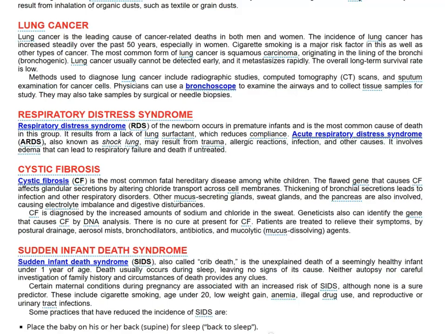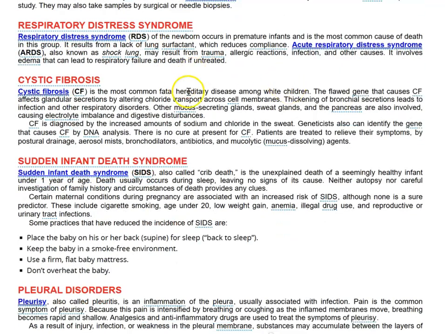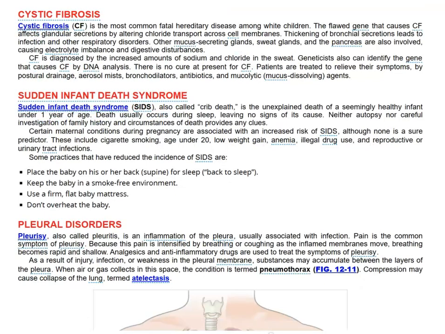Respiratory distress syndrome. Cystic fibrosis is not very common, but it is something you may see, especially if you work in healthcare in the Chapel Hill area. That is where the actual cystic fibrosis doctors are in this area.